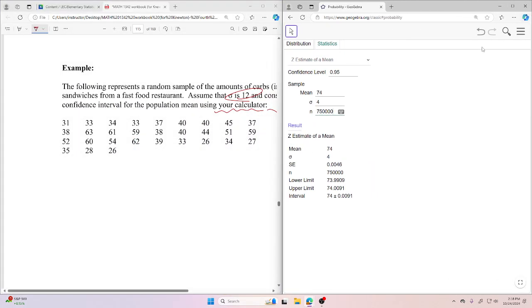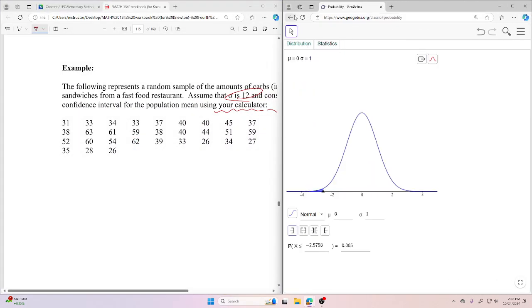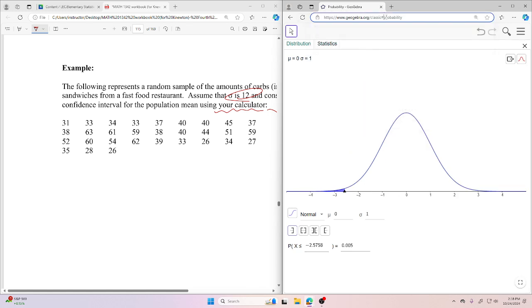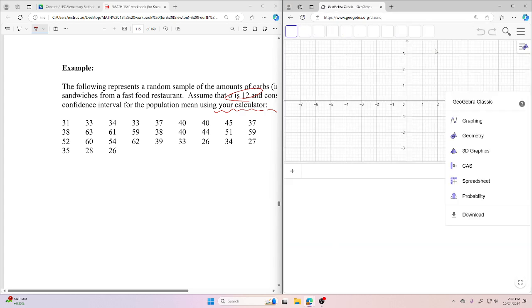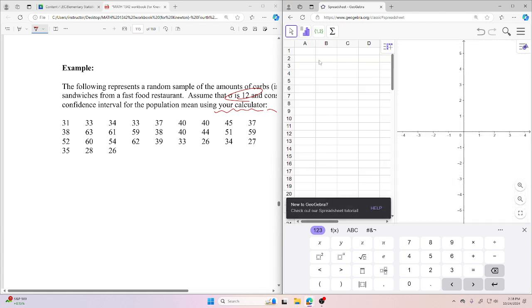Yeah, the spreadsheet, exactly. So what I'm going to do is go back to the classic. I need to do spreadsheet. I'm just going to go back to classic. You have that bookmarked yet? So I'm going to do spreadsheet, and here we go. Start typing it out manually.